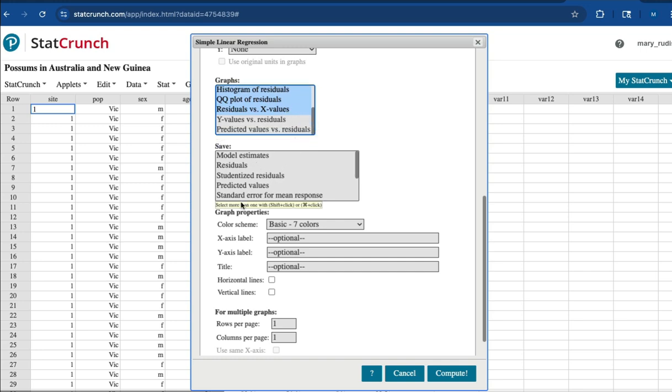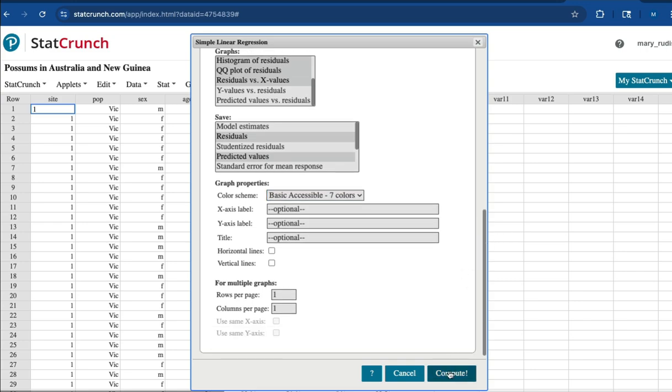Then go down to this next window here, and we need StatCrunch to calculate 2 things for us: residuals and predicted values, because we're going to be using that to answer a follow-up question about our data. Those are the only things you need to worry about. I'm also going to make my color scheme accessible. You don't have to do that if you don't want to, but I'm going to. So now I'm going to hit Compute.